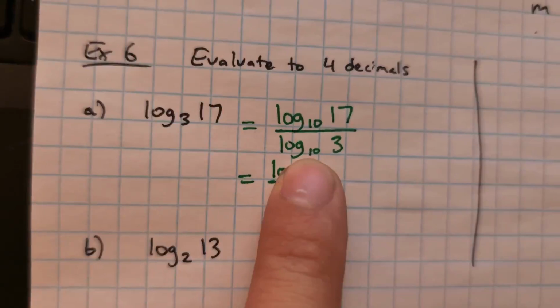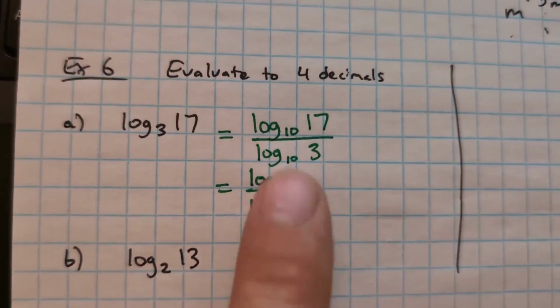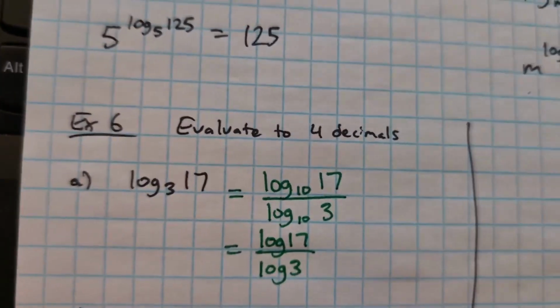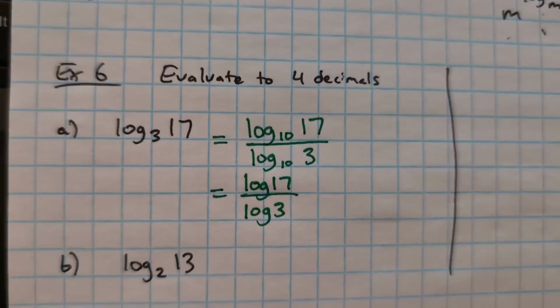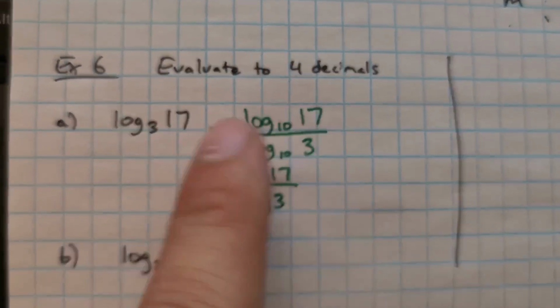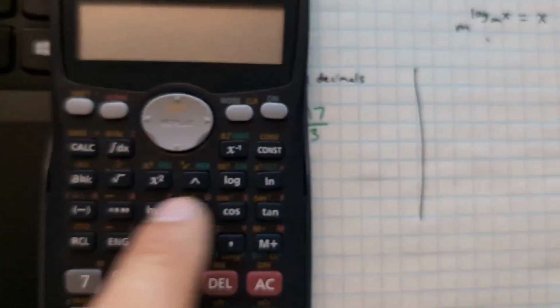And we also talked about writing a base of 10. You don't have to write that in. So log base 10 of 17, we can just say log 17. That base 10 is there. It's imaginary. Our default is base 10. So this is going to equal log 17 over log 3.